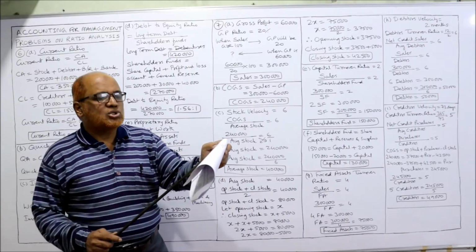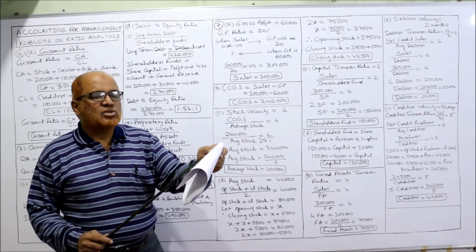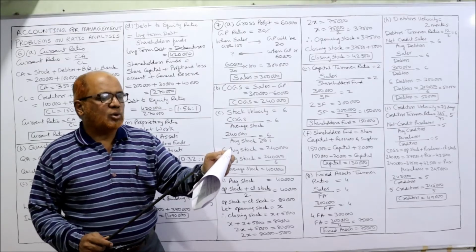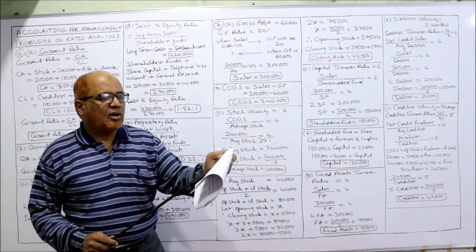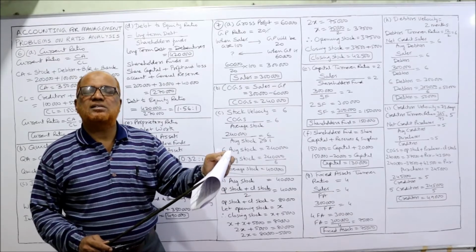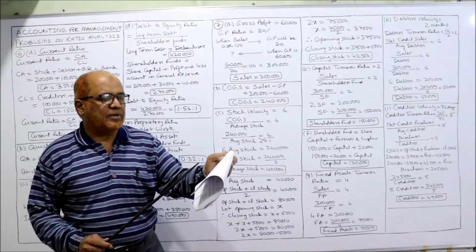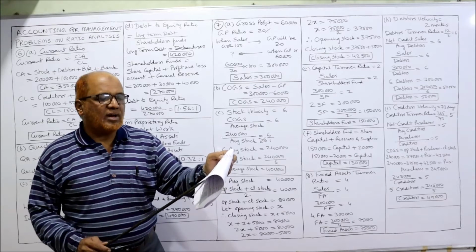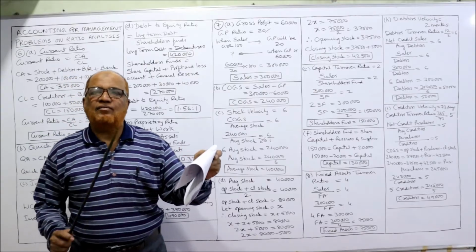The ratios are stock velocity 6. Stock velocity means stock turnover ratio. Then capital turnover ratio 2, fixed assets turnover 4, gross profit turnover ratio 20%. Simply we can say gross profit ratio is 20%. Debtors velocity 2 months, whereas creditors velocity 73 days. This is the information given.